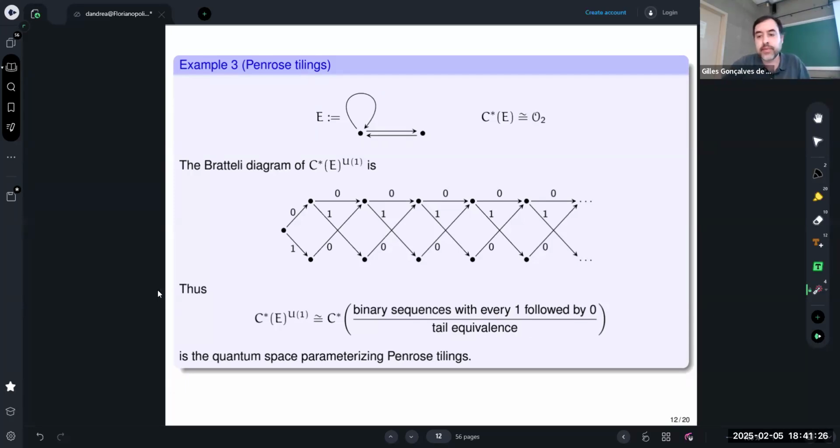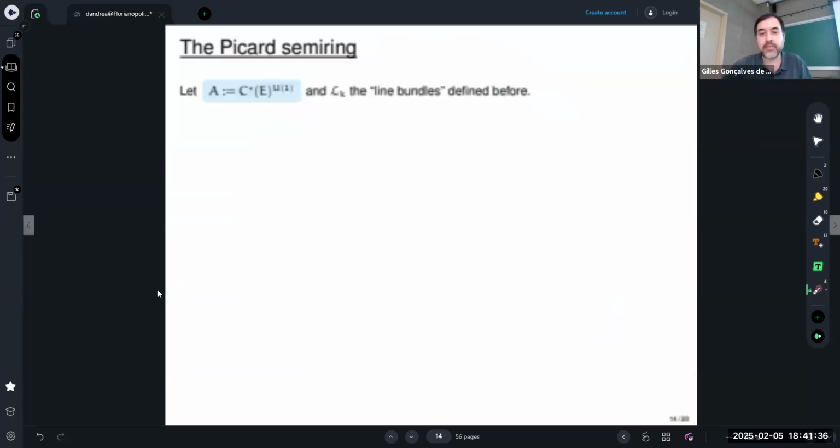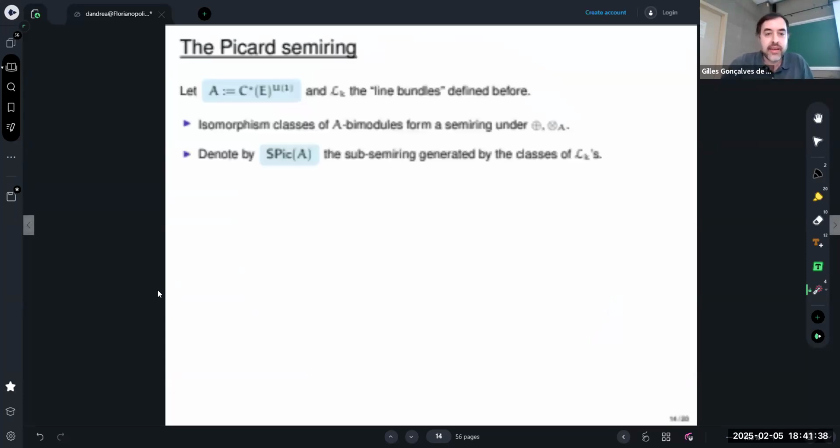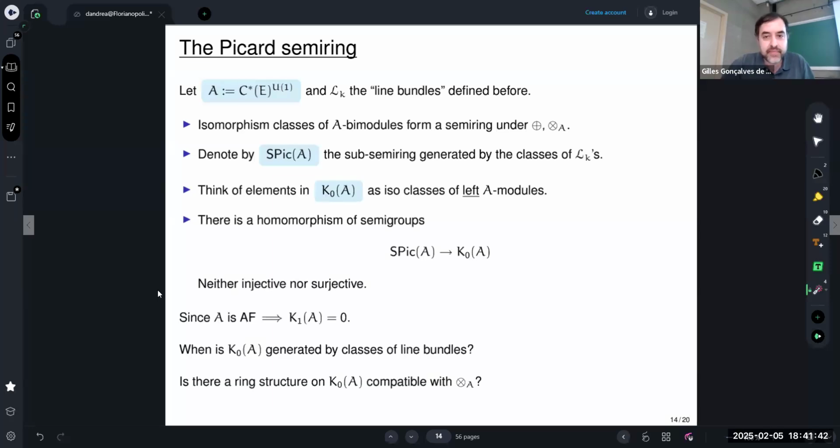Okay, and this is just to show my LaTeX skills. There is an example of Penrose tilings, a portion of an example of Penrose tiling. I'm going very slow. Let me see. Okay, I have to go a bit faster.